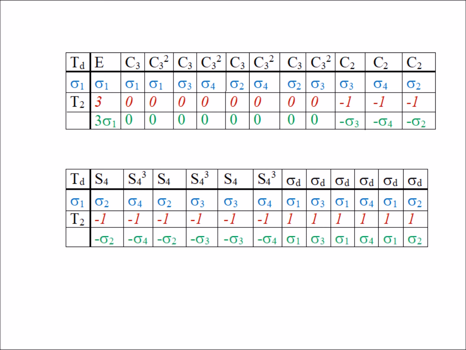Just as we did for A1, now we multiply the red numbers in the second row times the blue terms in the first row to yield the green terms in the third row. And we do that column by column, using the fact that if we multiply anything by 0, the answer will also be 0.